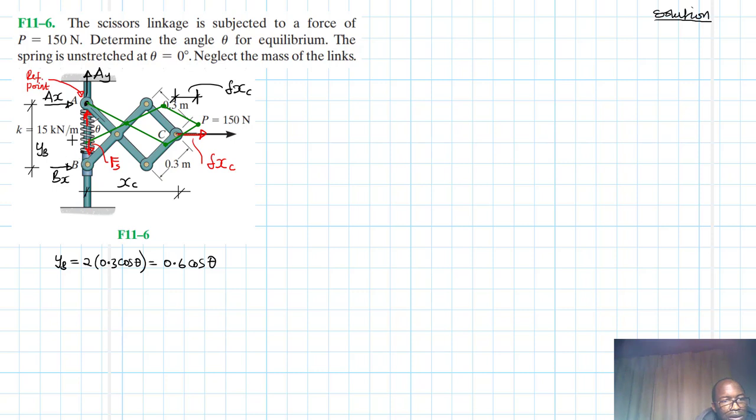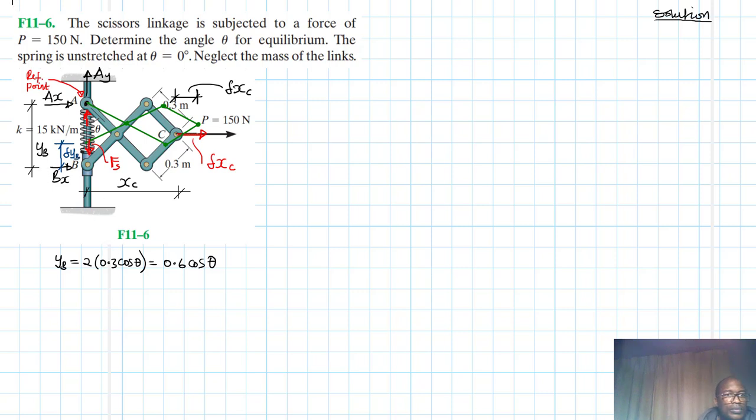This distance here, let's say I didn't indicate this distance here. Let me indicate it in blue. We have also a del there, some virtual displacement, from that point there to here. I've exaggerated a little bit. This one here is our del YB.